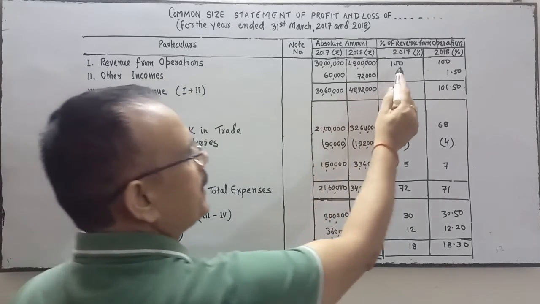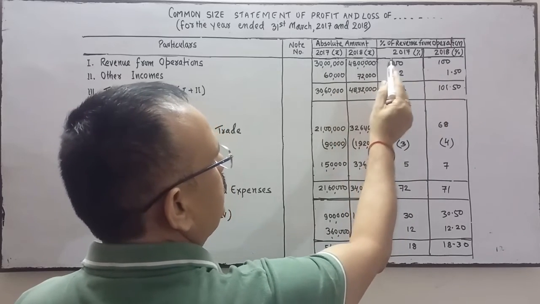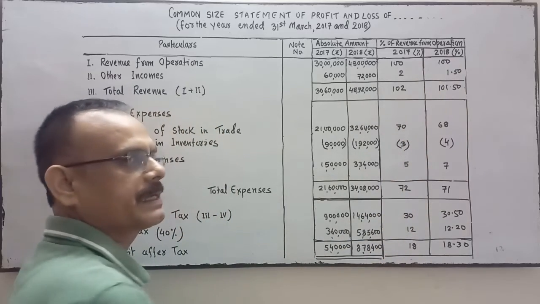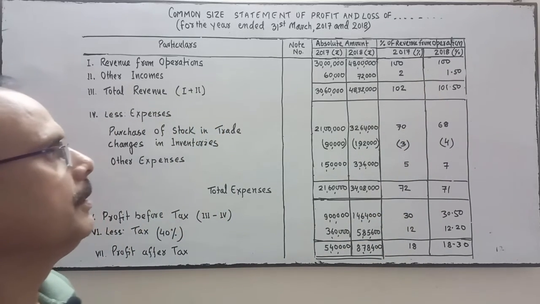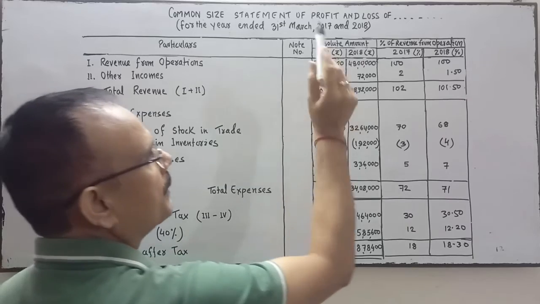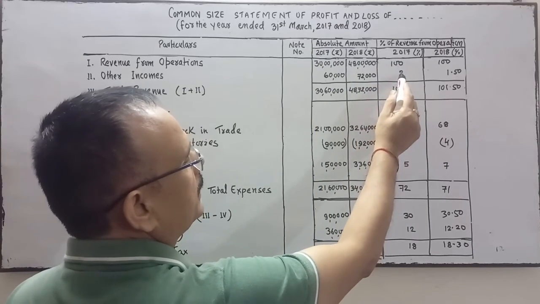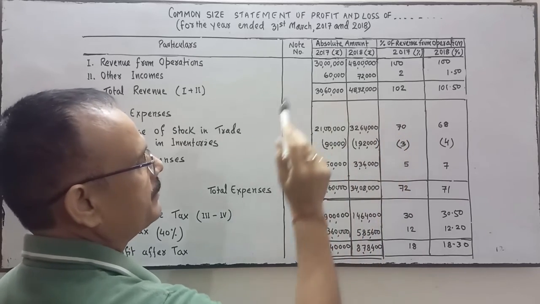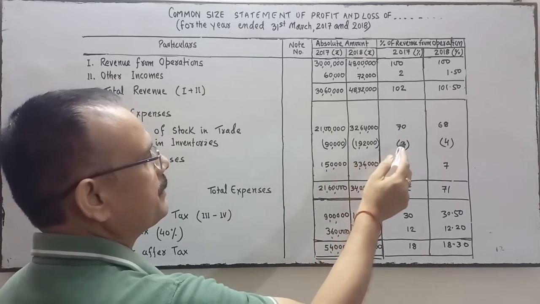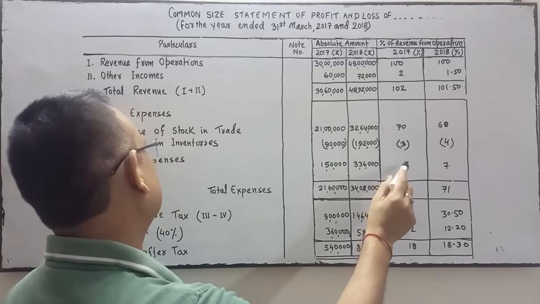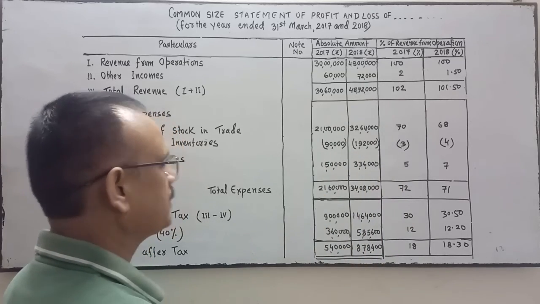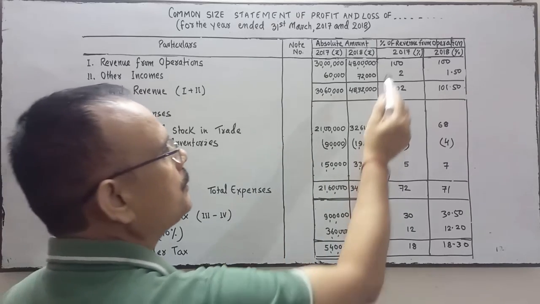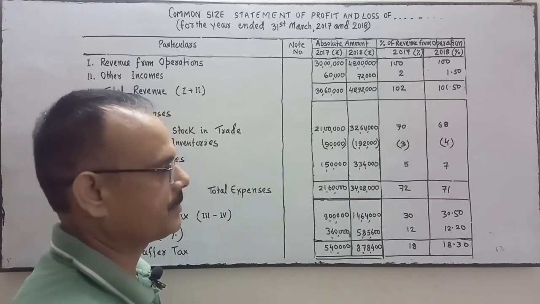Revenue from operation, you take it as 100 for 2017 and then calculate similarly 2018 as 100 and calculate the percentages. It's very simple. As compared to the revenue from operations, the other income is 2%, your purchase of stock in trade is 70%, change in inventory is minus 3%, and other expenses is 5%, total expenses is 72% as compared to what? As compared to revenue from operations.